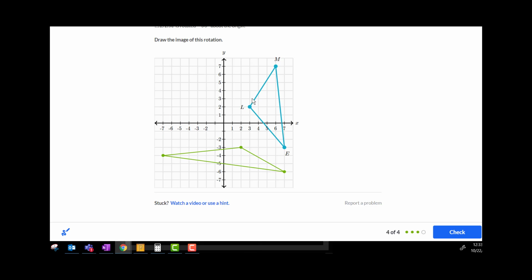This guy's in the wrong place. All right, so let's figure out where E prime goes. So E is at 7, negative 3, so switch your X and Y coordinates. So we're going to be 3 and 7, and in quadrant 3, it'll be negative 3, negative 7. That still doesn't look right. So 3 and 2 should be 2 and 3. And this should be 6 and 7, and so this should be 7 and 6.